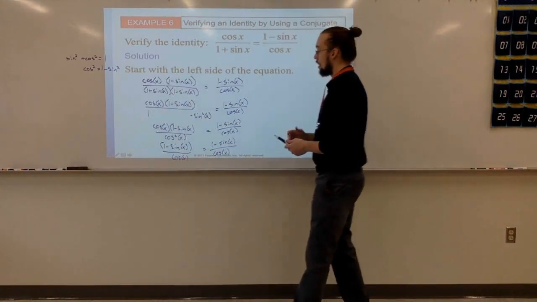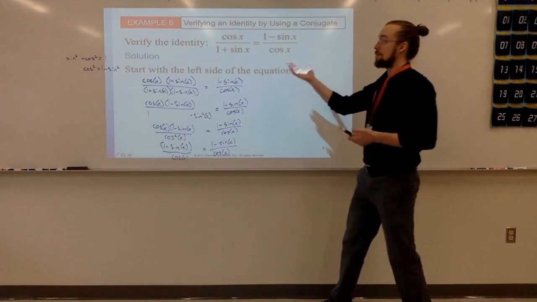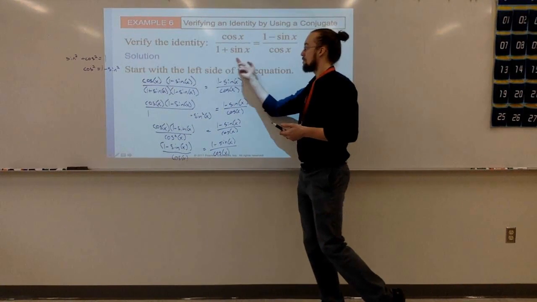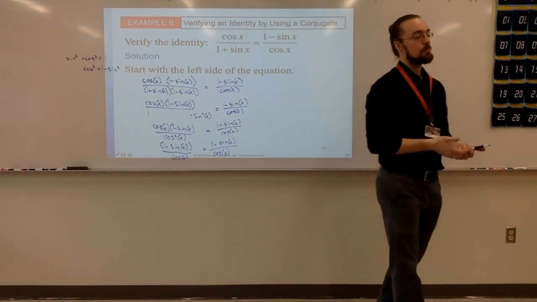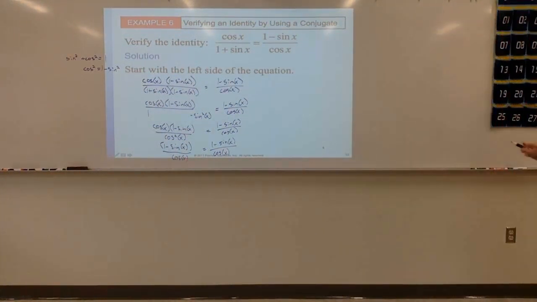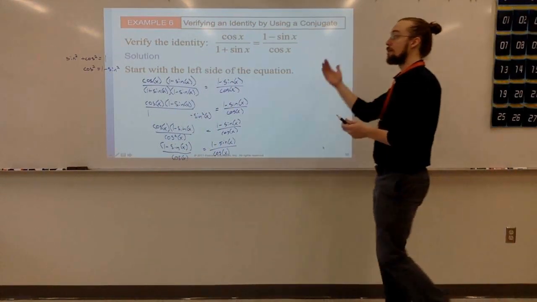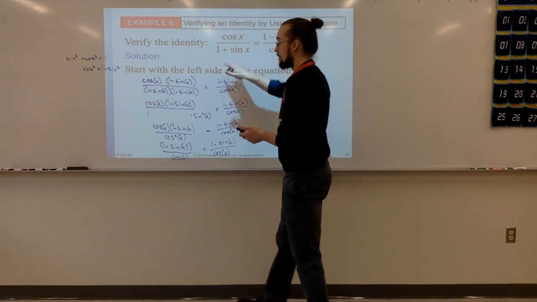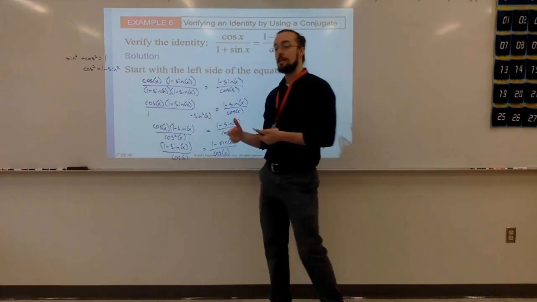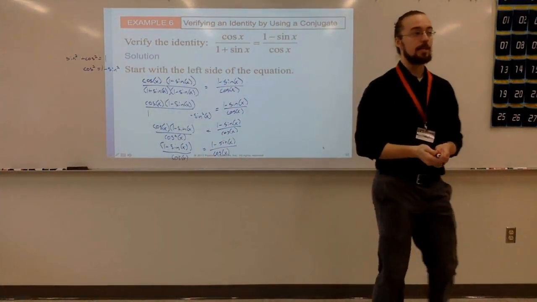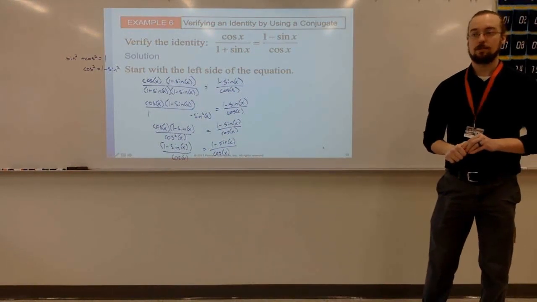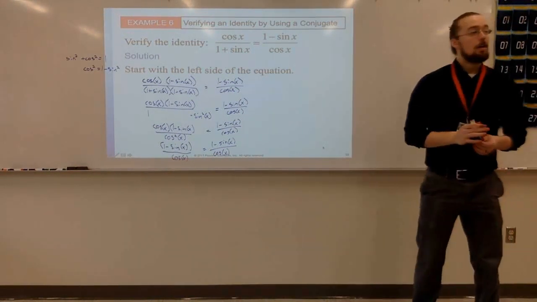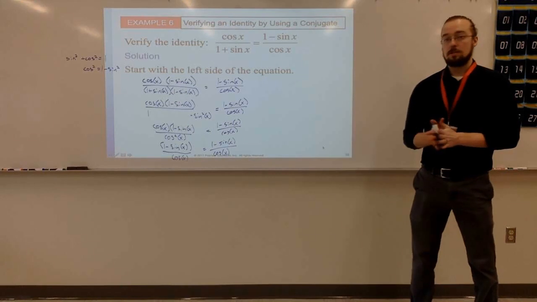Okay, so whenever we see something like this, it is probably going to be a good strategy to use a conjugate and multiply top and bottom by the conjugate, which will more than likely create a Pythagorean identity. Okay. Questions?